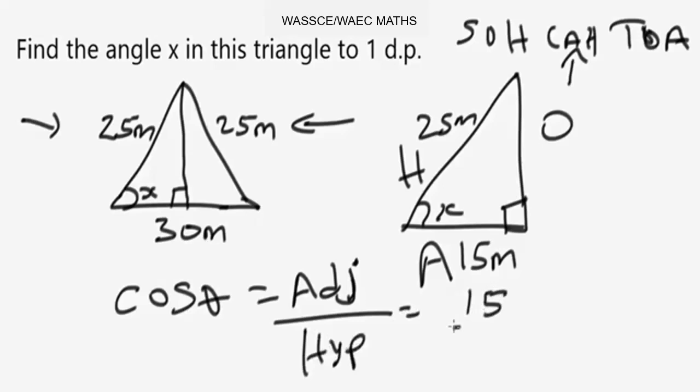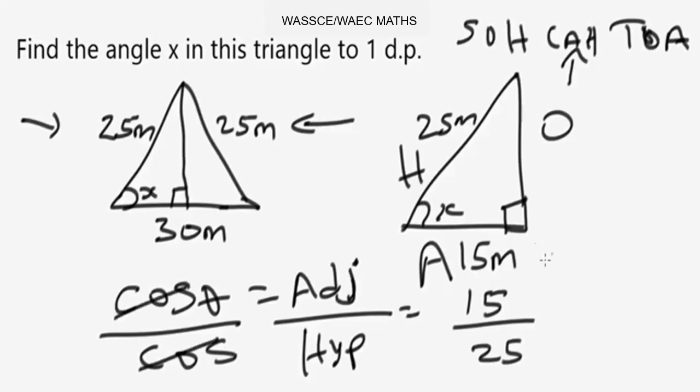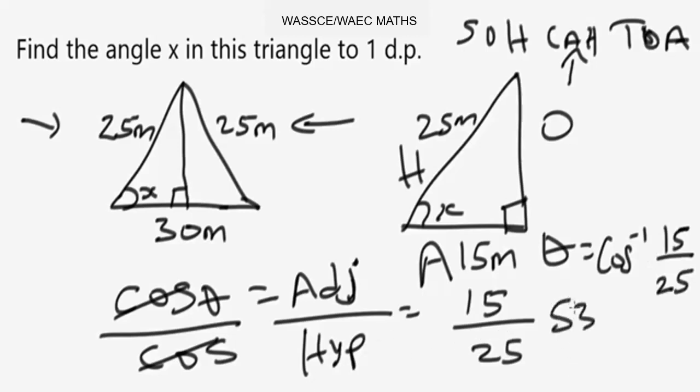All right, so which will give us our adjacent is what? 15 over our hypotenuse is what? 25. All right, so to make theta the subject of the formula, you divide both sides by cos. Now theta will be cos inverse of 15 over 25. Okay, so when you punch it on your calculator, you're going to have 53.13010. All right, you keep having your calculator decimals.